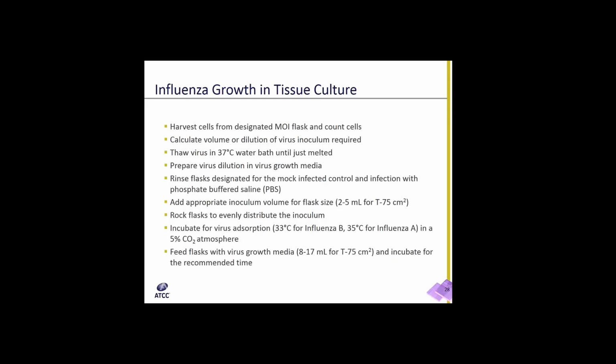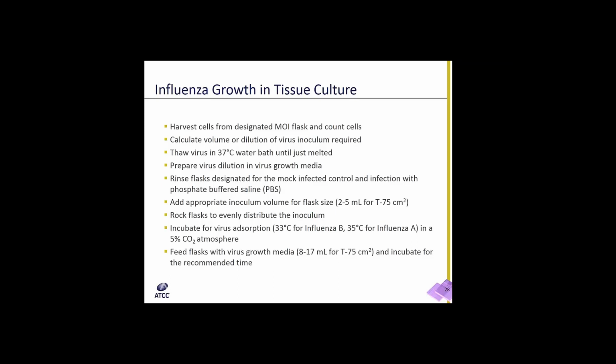Influenza growth in tissue culture continued. Harvest the cells from the designated MOI flask and count live cells. Calculate the volume or dilution of virus inoculum required based on the TCID50 titer.